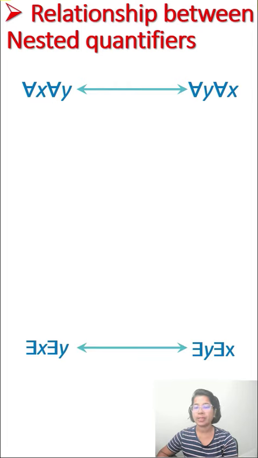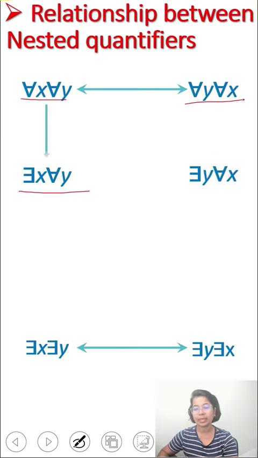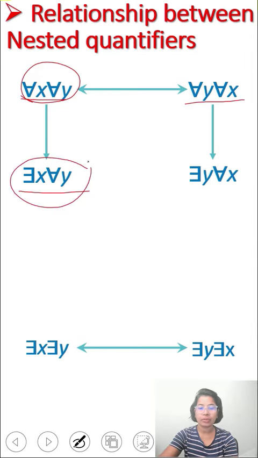And if something is true for all, that will be true for some also. Like from for all x, we can derive there exists x. So from for all x for all y, we can derive there exists x for all y. And from for all y for all x, we can derive there exists y for all x. Both are not equivalent, but if this is true, then this will also be true.